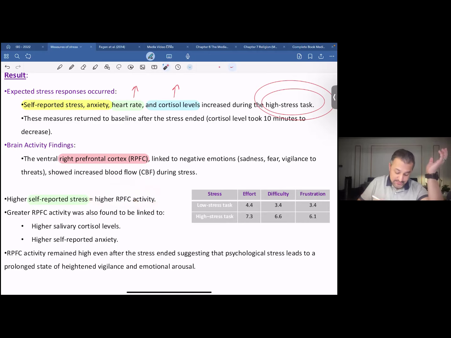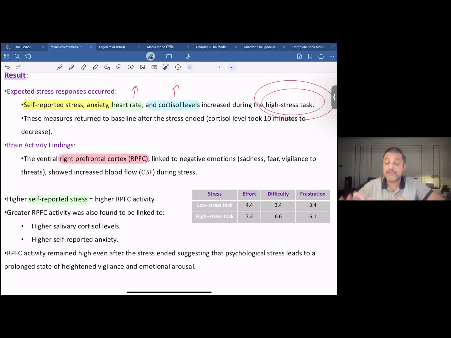If we speak in terms of RPFC, that is right prefrontal cortex, again, higher or greater RPFC activity was also found to be linked to, number one, higher salivary cortisols and higher self-reported anxiety. So this was adding to your stress, this was adding to your cortisol levels, this was also adding to your anxiety levels.